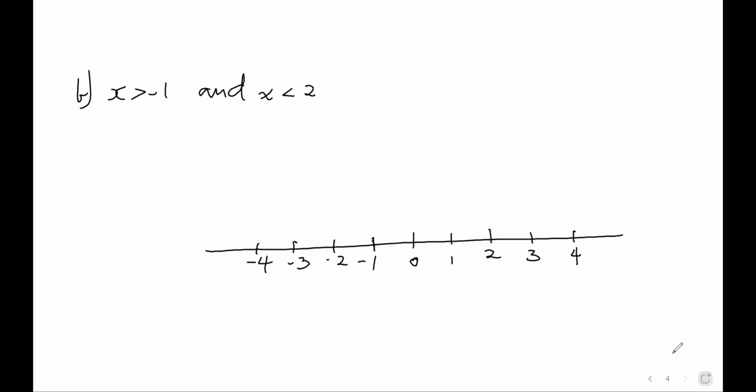So we combine that. X is always in the center. X is less than 2. X is greater than -1. And if we represent this, we'll have x is greater than -1, but it is less than 2.